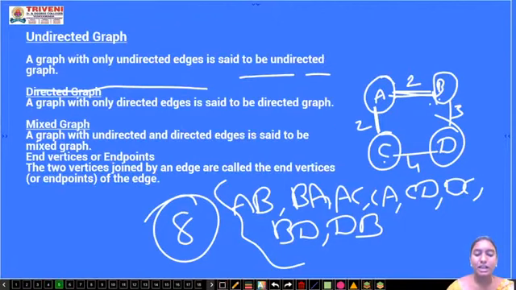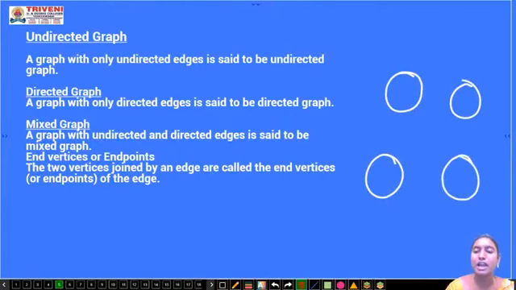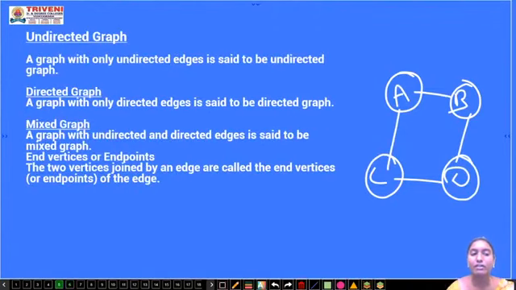And next, from the edges we define the graphs. A graph that has only undirected edges is said to be an undirected graph. We saw undirected edges, the edges without direction, and we call those undirected graphs. There are no directions here, that's why it is called an undirected graph. A directed graph is a graph with only directed edges. If we can say particularly in which direction it moves, we call it a directed graph.